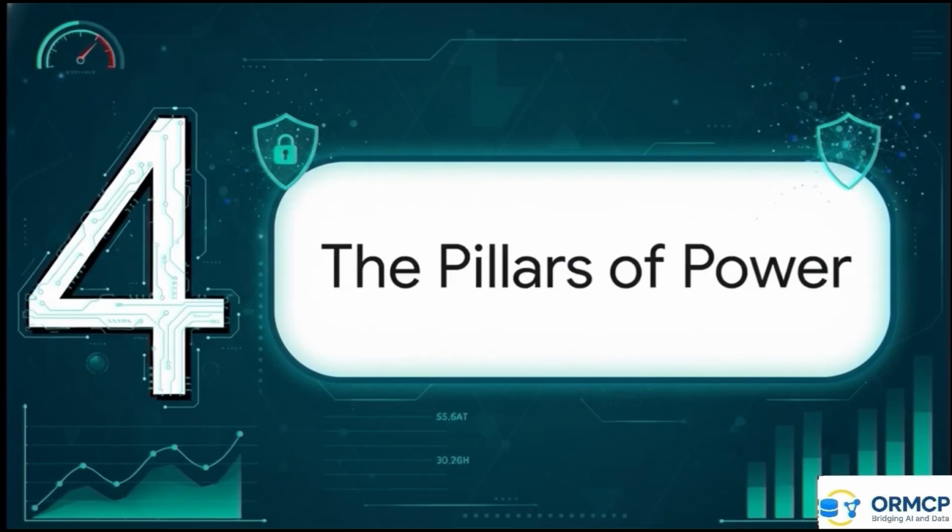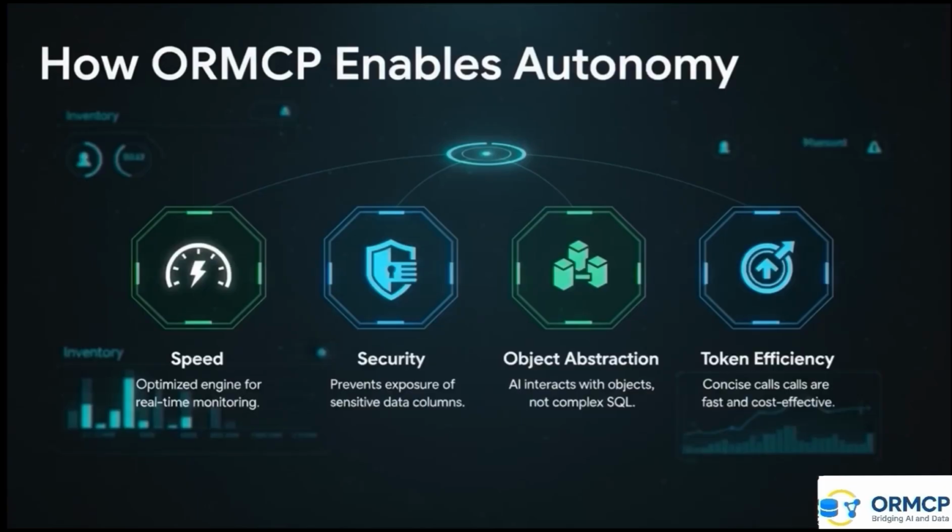So, we've seen the what. Pretty impressive, right? But now let's talk about the how. What's the magic under the hood that makes this kind of autonomous action even possible? It really boils down to these 4 key pillars. First, speed. What we just saw was near instant, thanks to a super optimized engine. Second, security, which is absolutely non-negotiable.